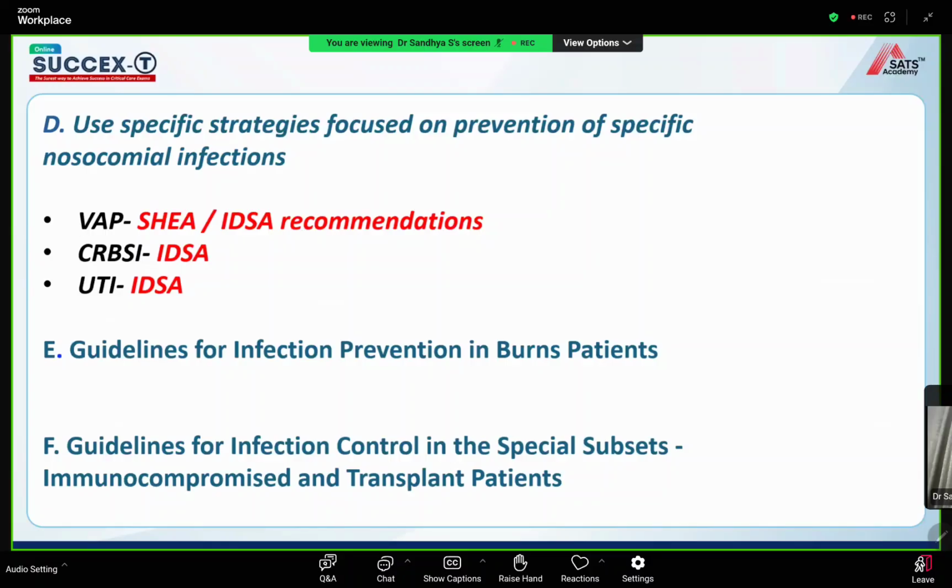three recommendations. Then there are specific guidelines for infection prevention in burns patients and guidelines for infection control in specific subsets like immunocompromised and transplant patients. It's actually the same itself, but some few extra points have been added for burns as well as in infection control for special subsets. Here you are also supposed to make sure that the food and water provided to them are also not a focus of infection.